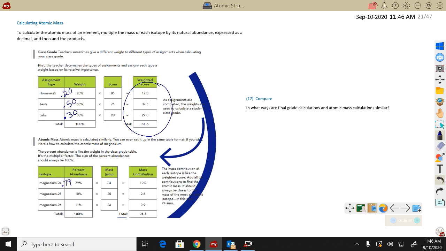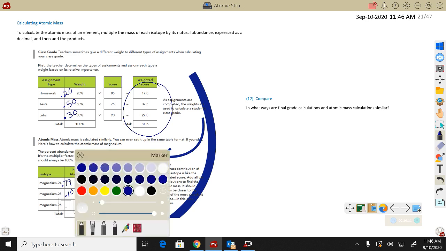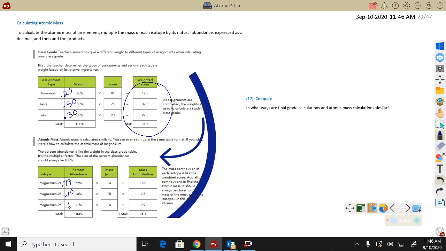Then 10% of the isotopes are mass 25. So we multiply the percent times the mass. And 11% are mass 26. 0.11 times 26. And then once we get the contribution of mass from each isotope, all we have to do is add to get the total. Okay, so if you look at a periodic table, the mass of magnesium should be pretty close to this.